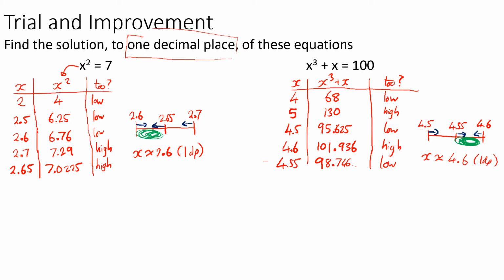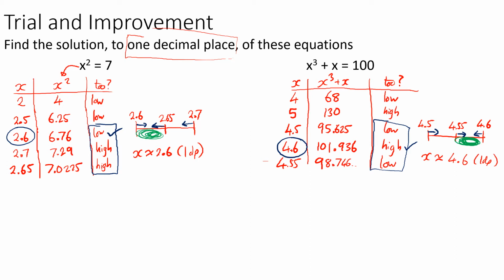Now there is a really cheesy shortcut you can use instead of doing to be sure here, and that's to look at the last three things you wrote. I wrote low, high, high here. Which is the odd one out? It's the low. What value does that go with? 2.6. That's the answer. I wrote low, high, low here. Which is the odd one out? High. What does that go with? 4.6. That's the answer.